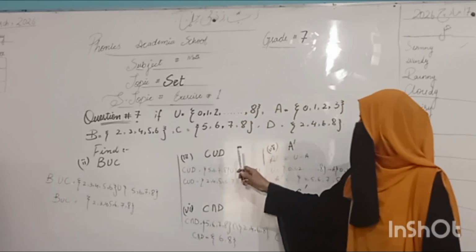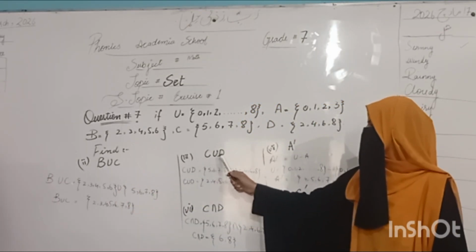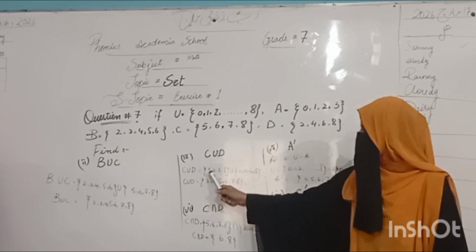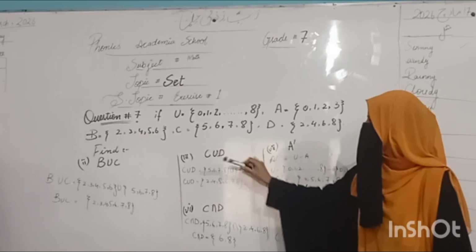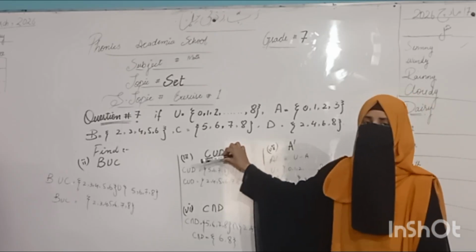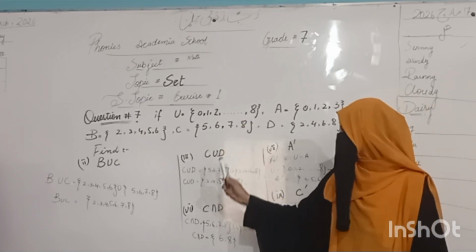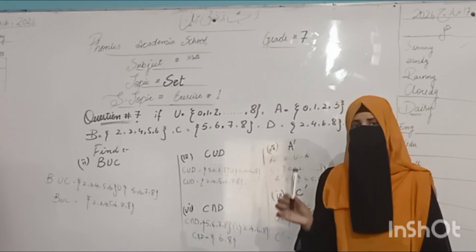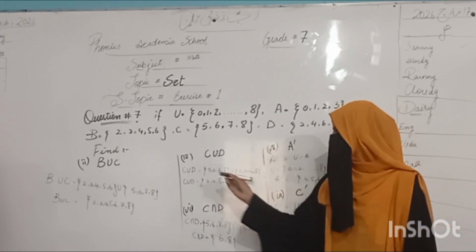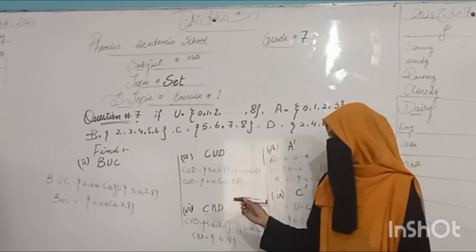Okay students. Then part 3: C union D. The value of C is 5, 6, 7, 8 and D is equal to 2, 4, 6, 8. Union means arrange all the elements sequentially: 2, 4, 5, 6, 7, 8. Okay students, don't miss any numbers. You only arrange all the elements sequentially.